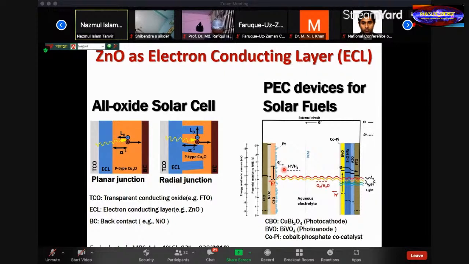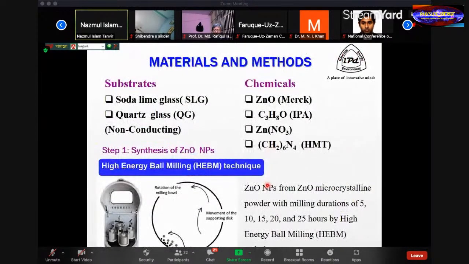To make efficient solar cell and PEC devices, we need to grow defect-free zinc oxide NRs with variable morphology, size, and physical properties. In our group, we successfully grow zinc oxide seeds by drop casting, sol-gel technique, and spin coating technique. Here, I focus my talk on the synthesis and characterization of high-energy ball mill derived nanostructured zinc oxide. These are the materials and methods.